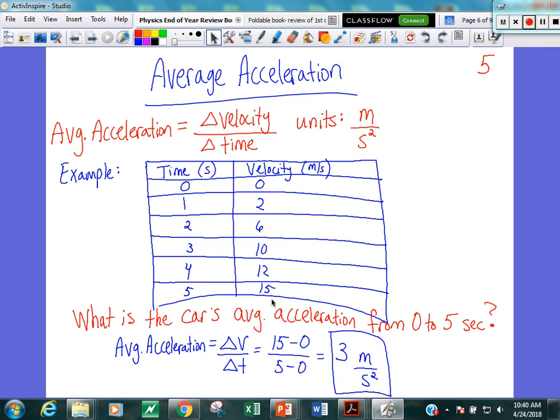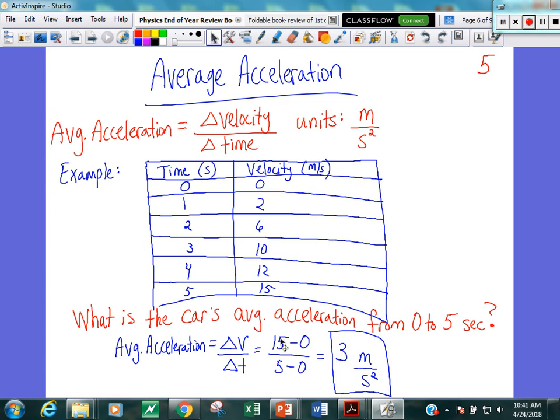So once you've got that table made, then I've got an example problem in calculating average acceleration. So I have a question here. It says, what is the car's average acceleration from 0 to 5 seconds? So I want you to write down at the bottom, average acceleration is equal to delta v over delta t. Change in velocity over change in time. So again, the delta sign means change.